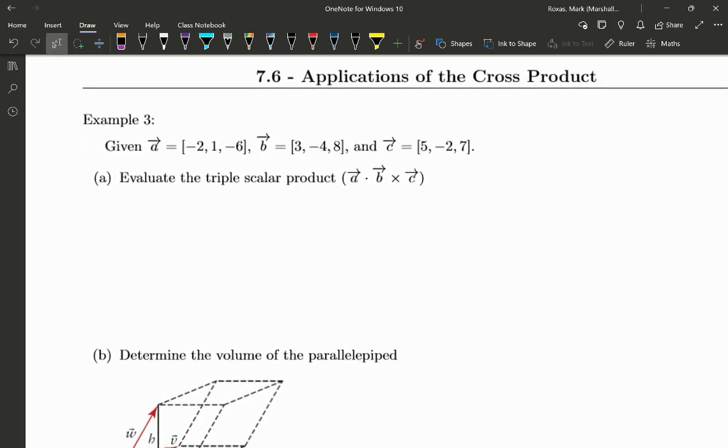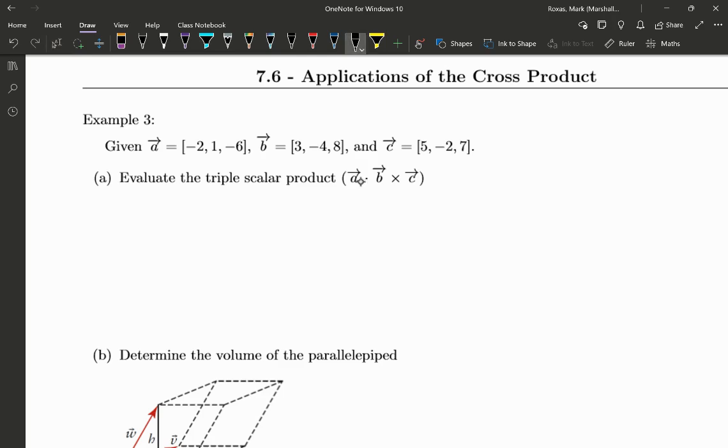Given vector A, negative 2, 1, and negative 6. Vector B is also given, and vector C. Evaluate something called the triple scalar product. A dotted with B cross C. Okay, so here, now you have to be careful. There's a specific order. Now, in multiplication, usually the order doesn't matter. But here, in this case, with vector multiplication, order does matter.